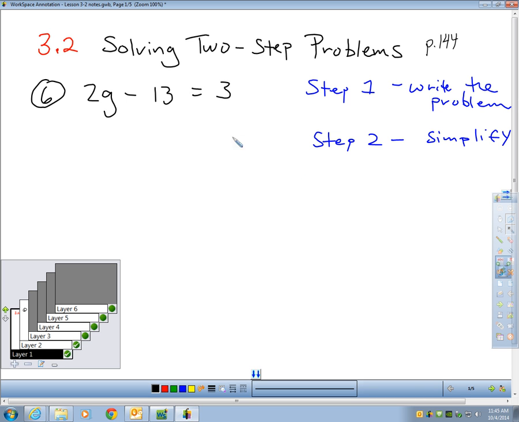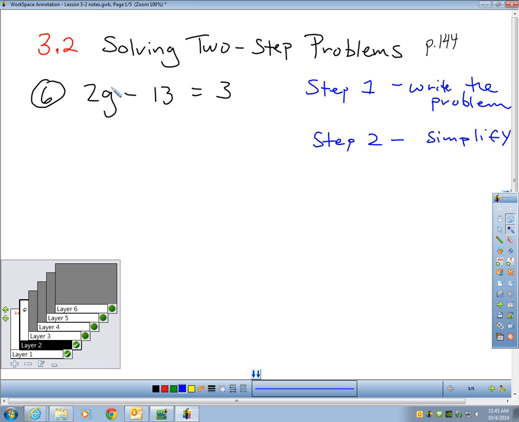So when you go to a problem like number 6 on page 144, 2g minus 13 equals 3. Step 1, remember, write the problem. Step 2, let's try to simplify. Well, I can't simplify 3. And 2g minus 13, I can't combine those together. They're not alike, okay? So let's think about my onion for a minute.